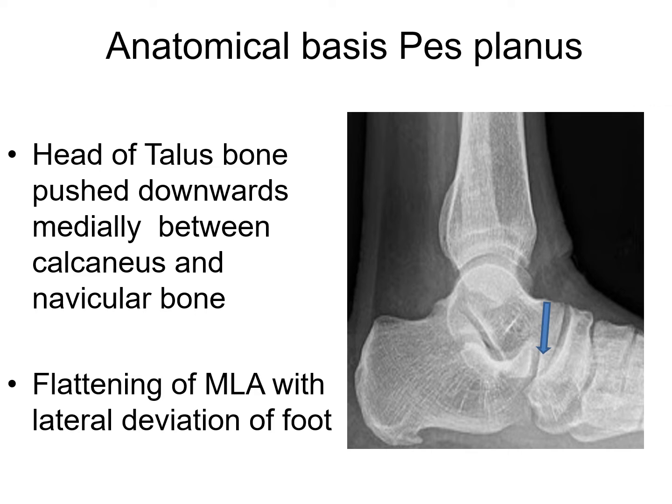As the support of the head of talus is lost due to the overstretching or tear of the spring ligament, the head of talus moves downwards and medially between the calcaneus and navicular bone. As a result, there will be flattening of the medial longitudinal arch with a lateral deviation of the foot.